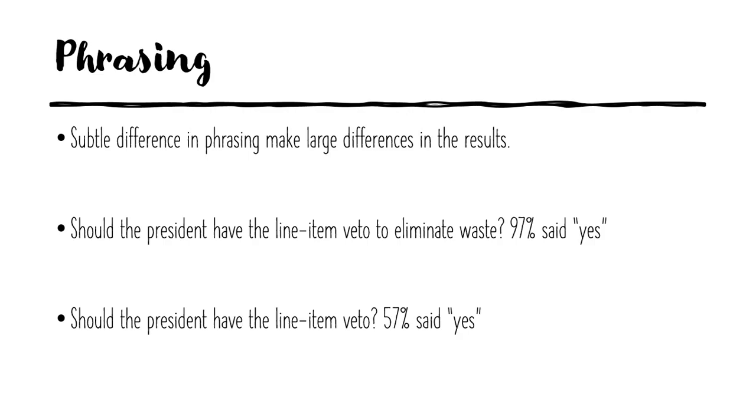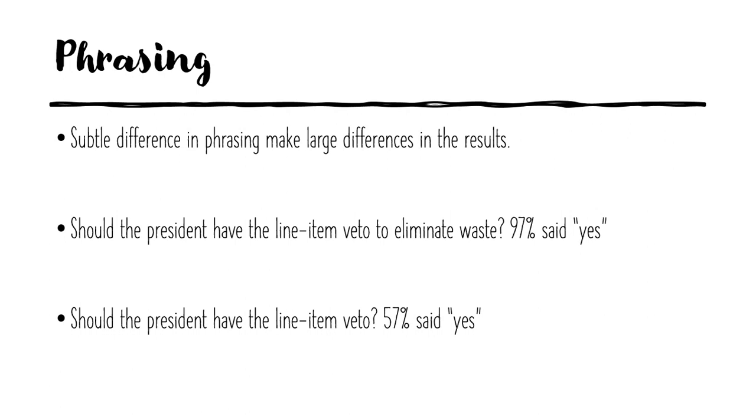Because when they hear that question, they're thinking specifically that if they get this line item veto, the reason they're using it is to eliminate waste. Well, I like that. I want them to eliminate waste. But if you take out that eliminate waste part and you just say, should they have line item veto, not as many people will say yes to that because they don't think of it being just waste.